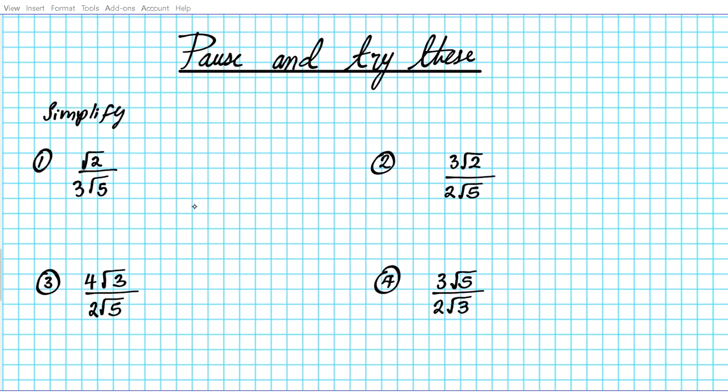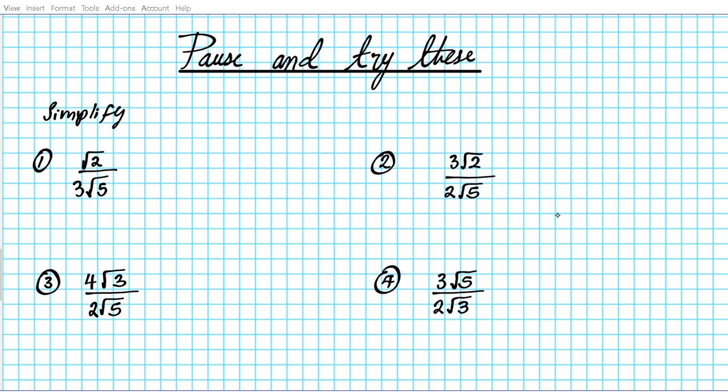All right, so we'd like you to try out the following practice problems. So what you're going to do is go ahead and pause this video presentation and simplify. The instructions are the same as before. Simplify these 4 problems. When you're done, click on the playback button, and then we're going to reveal what the correct answers to these 4 practice problems are.